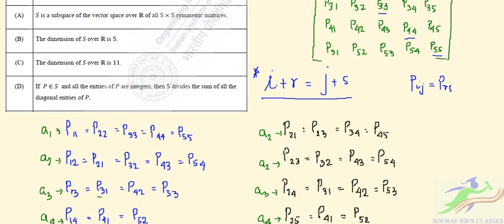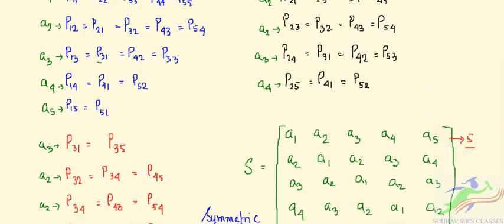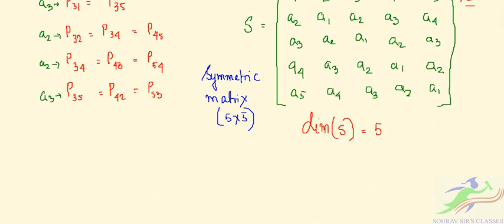So option B is the dimension of S over R is 5. I have already found that, so the dimension of S is 5. Option C is the dimension of S over R is 11. It is the wrong option, okay, because the dimension of S is already 5. We have already found this out.